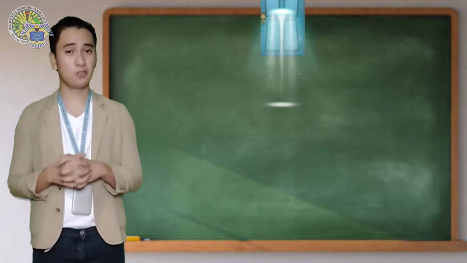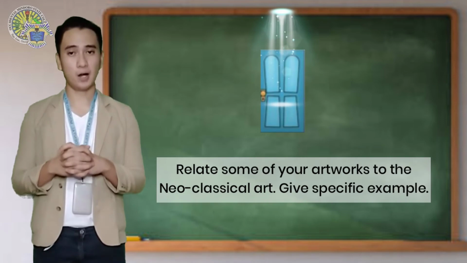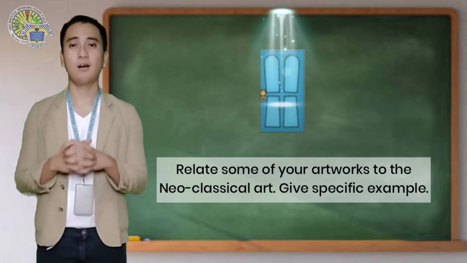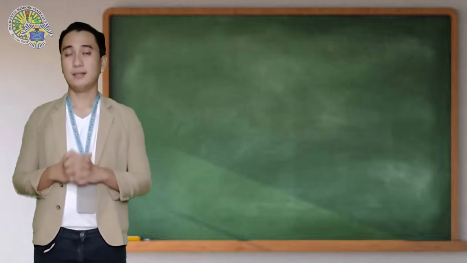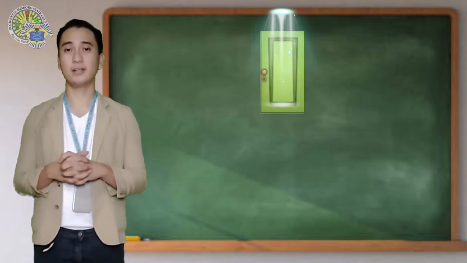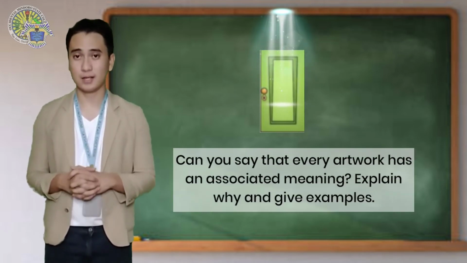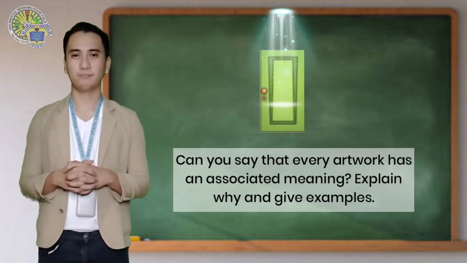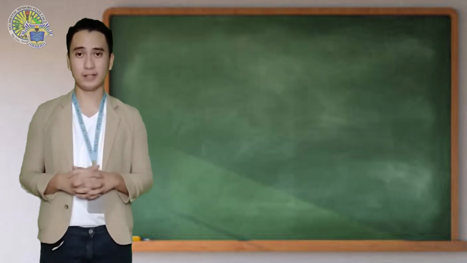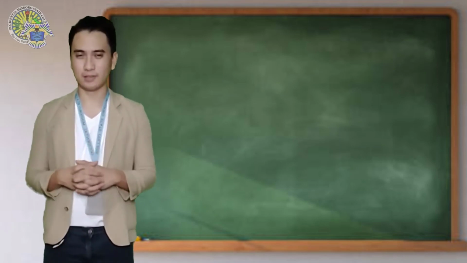Next, if you choose this door, then answer this. Relate some of your artworks to the Neoclassical art. Give a specific example. Lastly, if you choose this green door, then answer this question. Can you say that every artwork has an associated meaning? Explain why. Well, if you're done answering, then well done, class. Please keep up the good work.